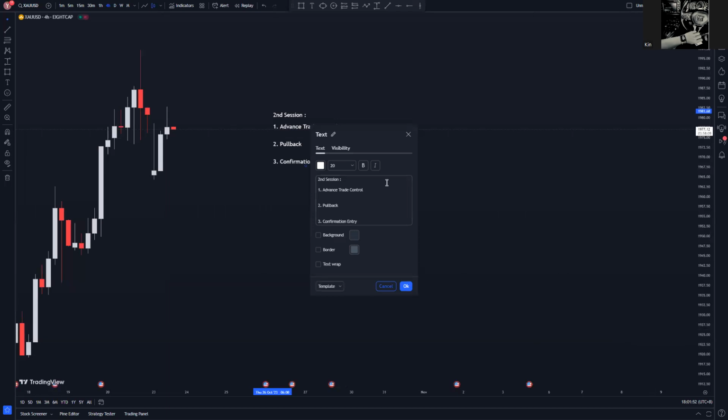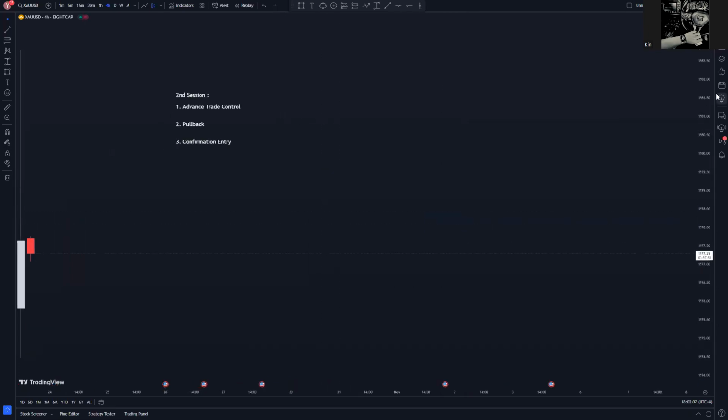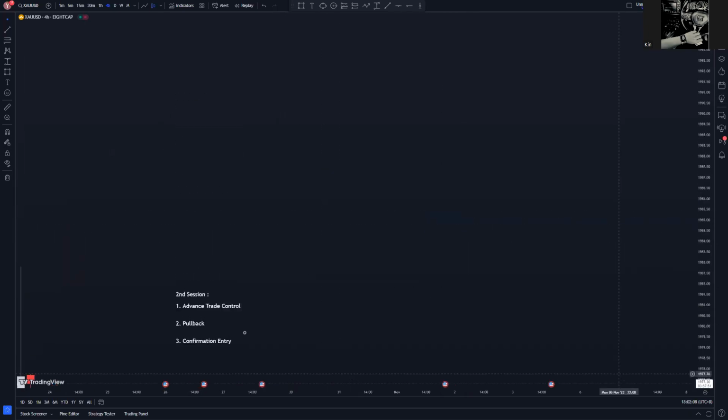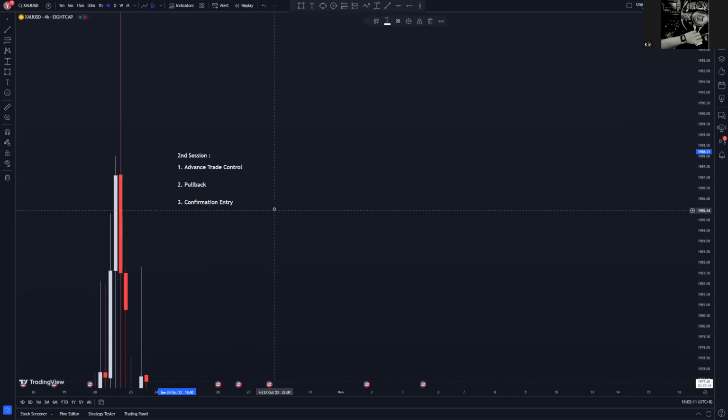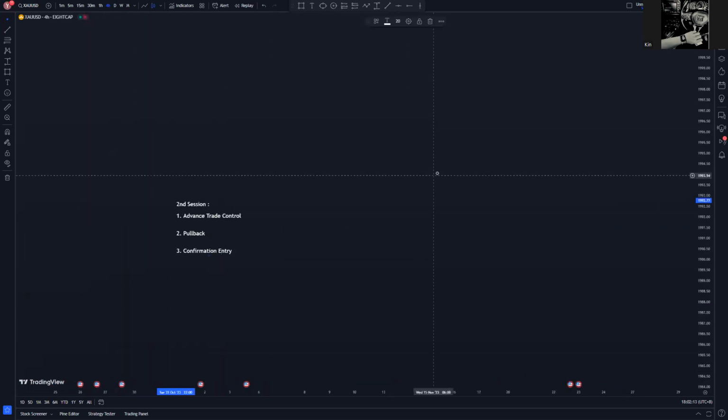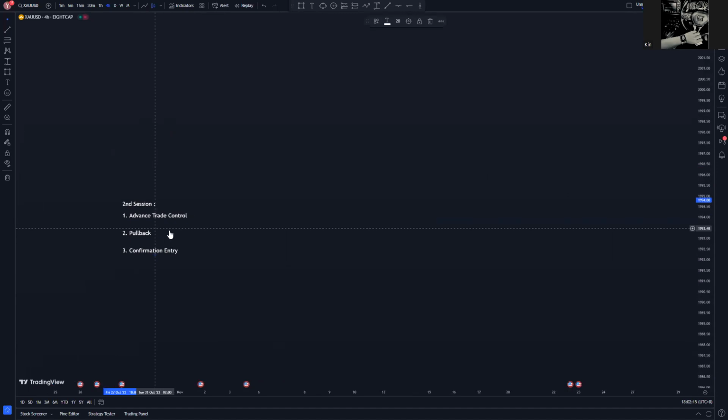Right. So in the second session, the first topic is the advanced rate control. The second one is the pullback. The third one is the confirmation entry. So number one, number two, and number three. In this topic, we're just going to discuss these three things.